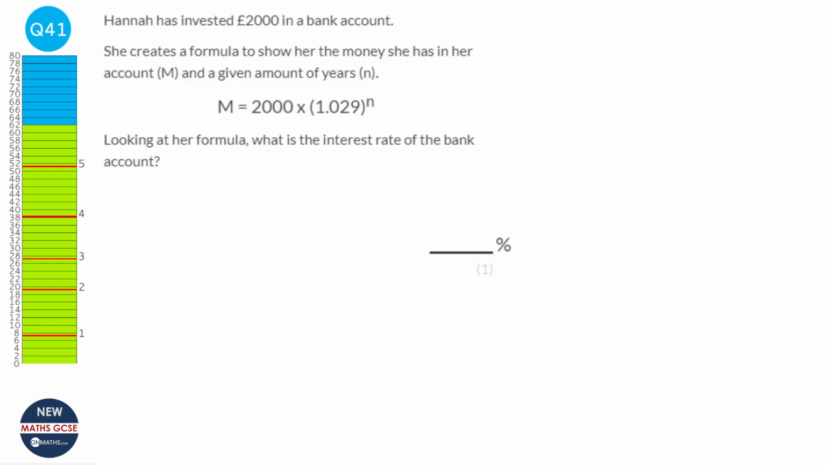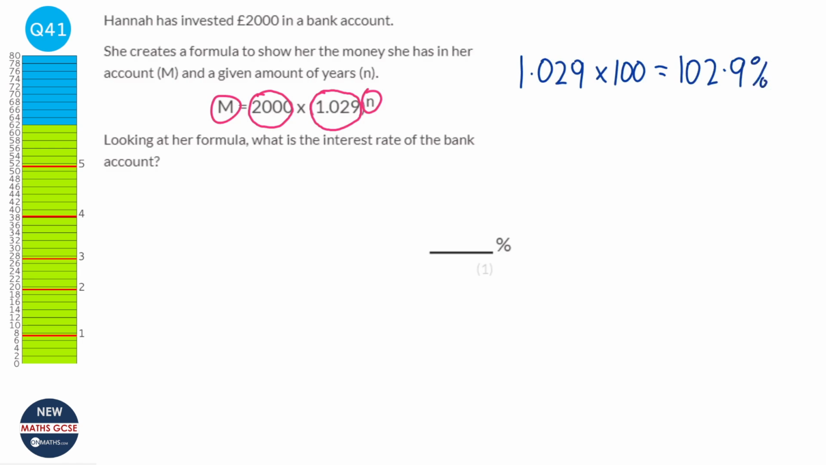So the way this formula works is we have m, which is the final amount, the 2000 here is our initial amount, the decimal in here is our multiplier, and the power here is the amount of years. So the way multipliers work is they are the percentage divided by 100. So if we go the other way and times it by 100 to make it back into a percentage, it will be 102.9%.